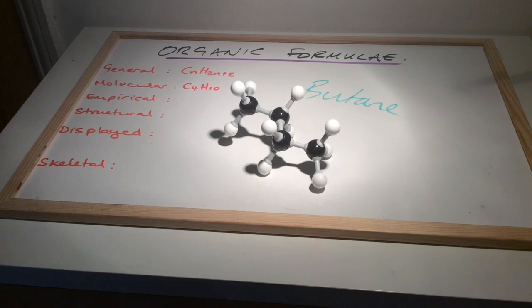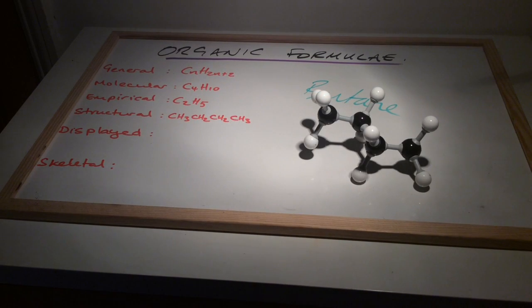So if we apply the general formula, n is 4, because we've got 4 carbons, we get C4H10, which is actually its molecular formula. And so the molecular formula basically tells us how many of each type of atom are present in the molecule. The empirical formula is the simplest whole number ratio of each type of atom present in the molecule, and so for butane we can get C2H5.